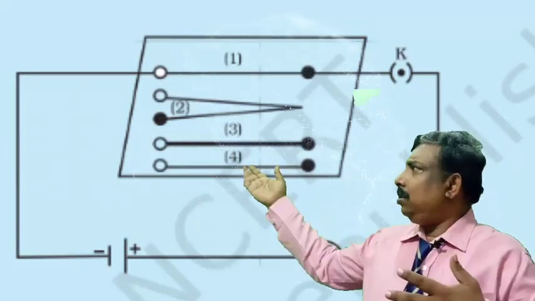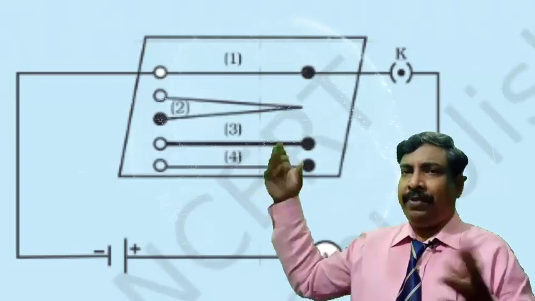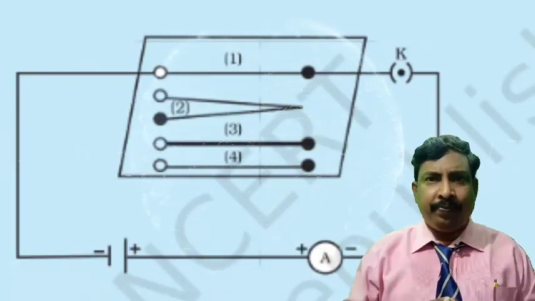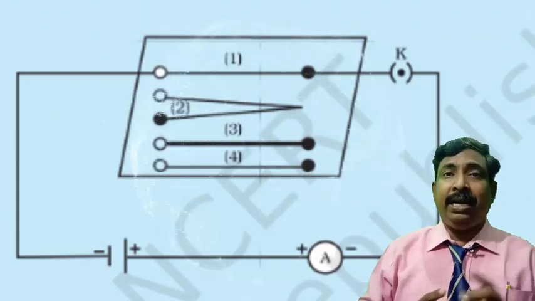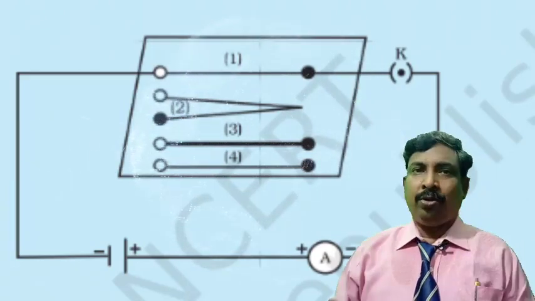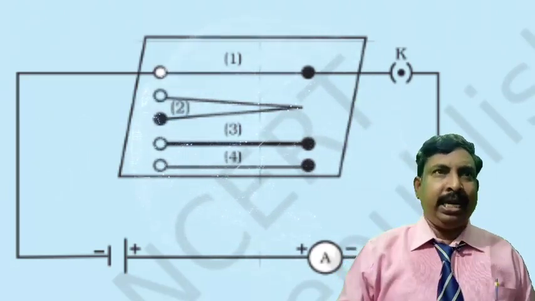Now repeat the same experiment with different wires. Will you get the same value? No. It means resistance of the conductor depends upon the material also. That is what we are going to see now.